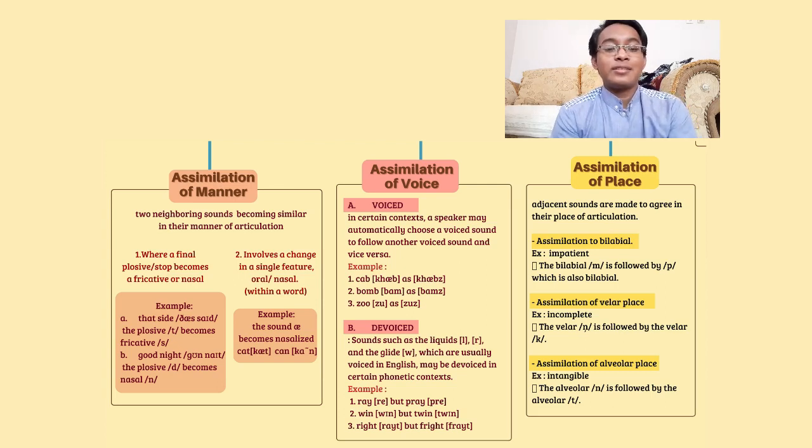The last type is assimilation of velar place. For example, incomplete. It happens when alveolar T, D, and N appear before velar plosives so that they become velar. Example, incomplete. The velar N is followed by the velar K, so the sound is incomplete.